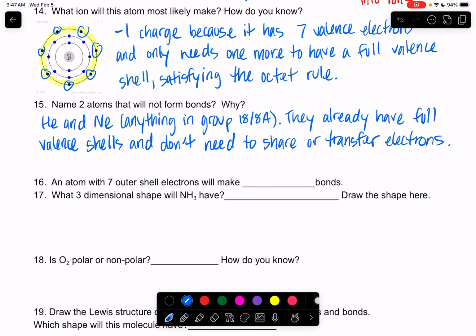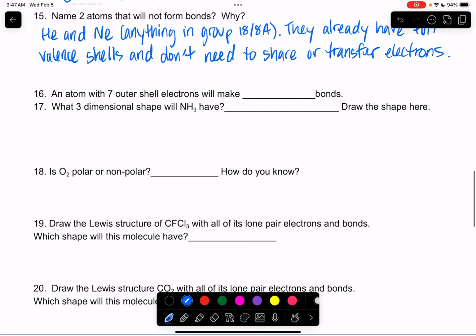Alright, an atom with 7 outer shell electrons will make blank bond. So let's just put an X. X can be whatever atom. We have 7 outer shell electrons, which means we have 7 valence electrons. We have one single electron, so it's going to make one bond.